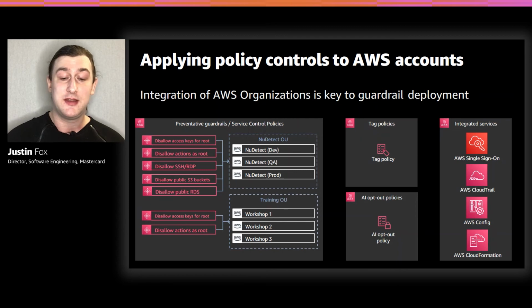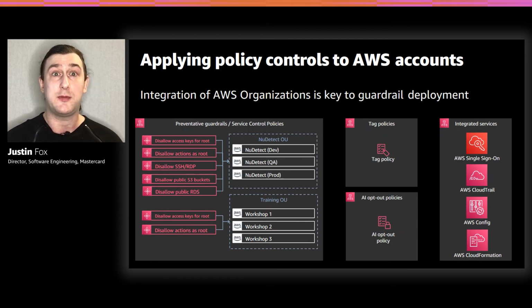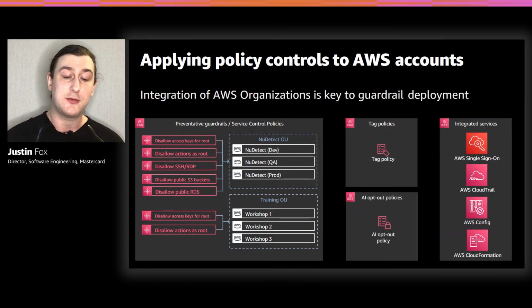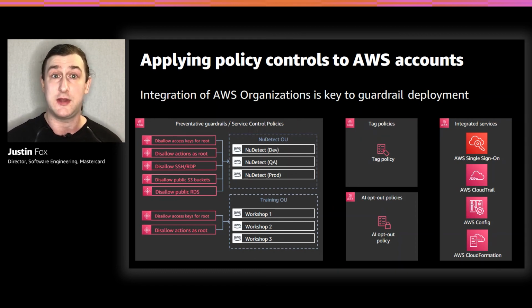Tag policies are also convenient for helping folks identify what to tag resources as, as well as ensuring that you're able to set an AI opt-out policy globally. The integrated services such as single sign-on, CloudTrail, Config, and CloudFormation are also really key. Internally, we really enjoy using AWS CloudFormation's service managed role in an automated way to roll out additional baselines to our new accounts.